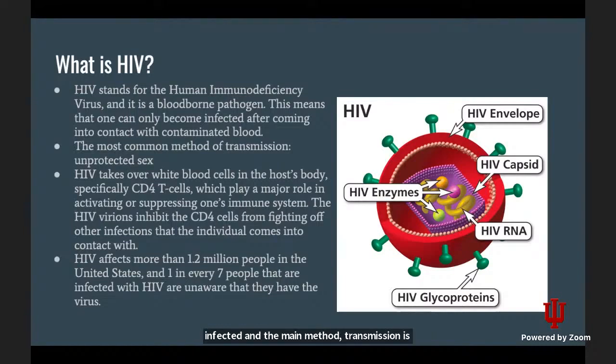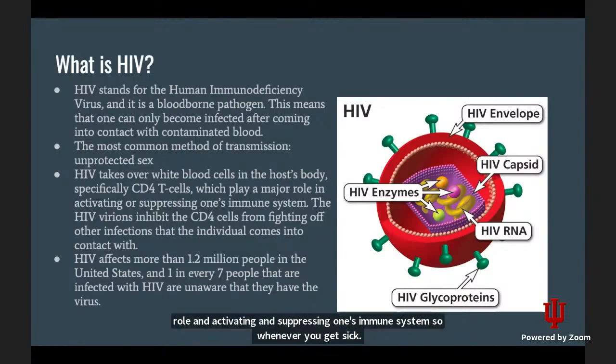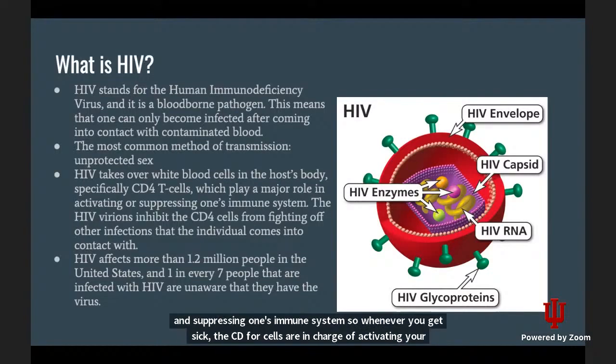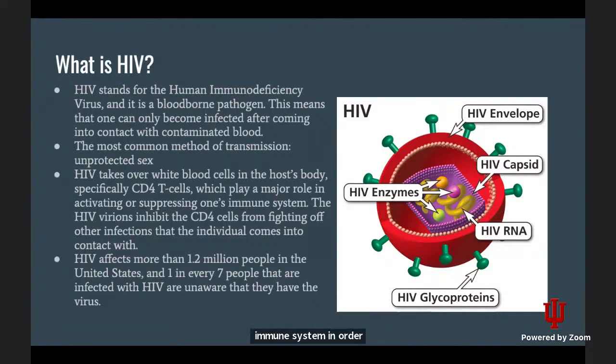HIV takes over the host's white blood cells, specifically CD4 T cells. These cells play a major role in activating and suppressing one's immune system. Whenever you get sick, the CD4 cells are in charge of activating your immune system for your body to fight off the infection. HIV infects more than 1.2 million people in the United States alone, and one of every seven people infected with HIV are not aware that they are infected.